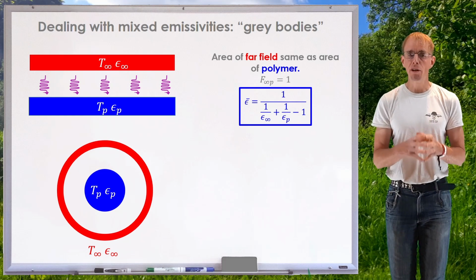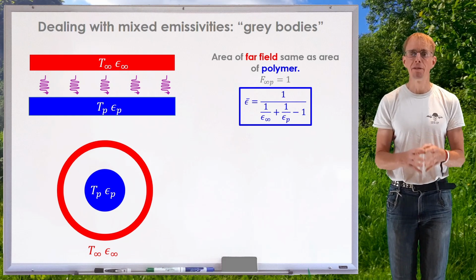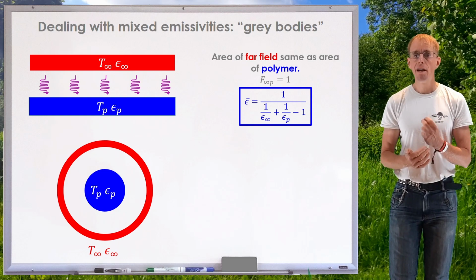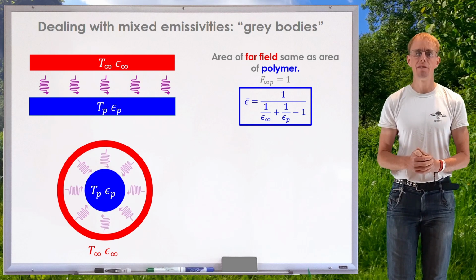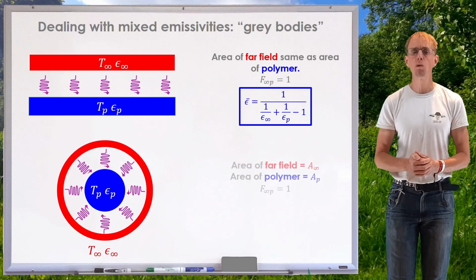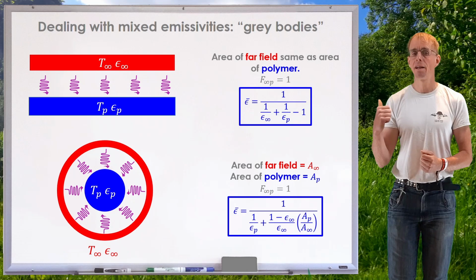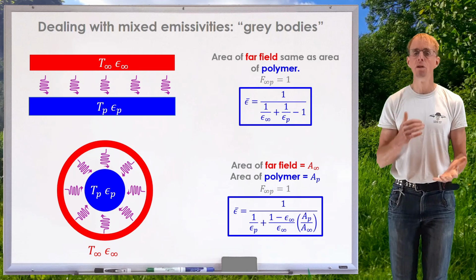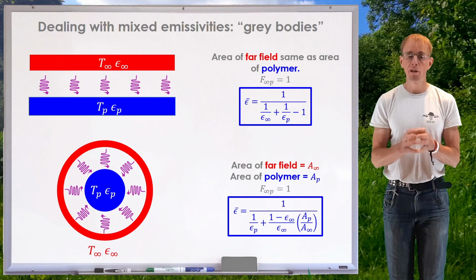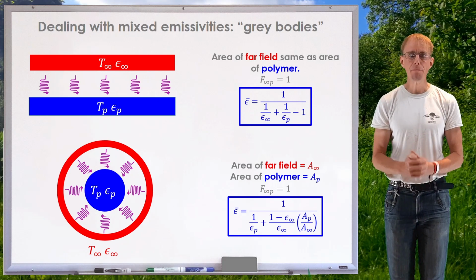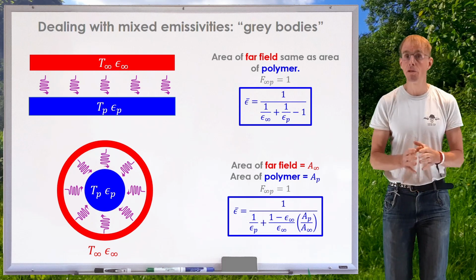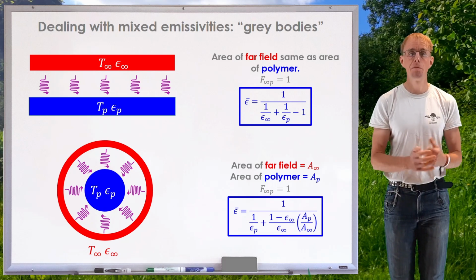Let's say I've got a far field temperature T infinity and a far field emissivity epsilon infinity. The effective emissivity in this case is expressed somewhat differently because of the cylindrical coordinate system and can be calculated thus. We actually need to know the difference in area of the far field and of the cold part, which I'm calling the polymer. So that's how we can calculate the effective emissivity for two simple geometries, but two simple geometries that are quite pertinent to polymer processing.